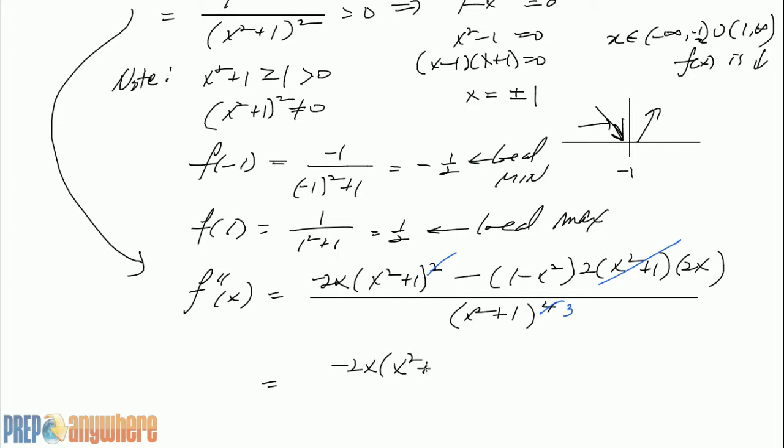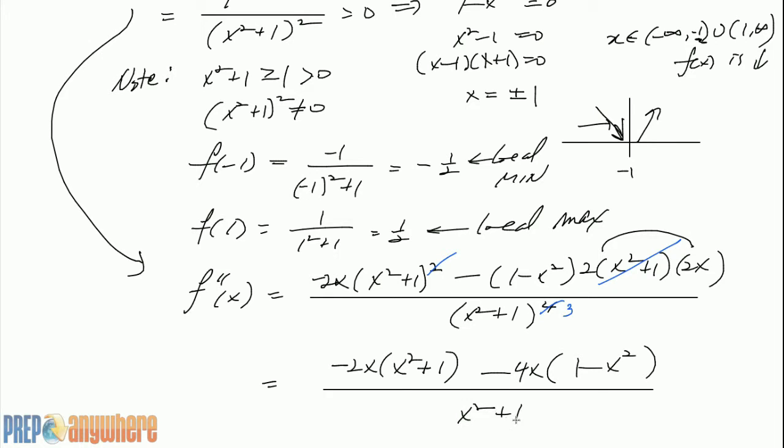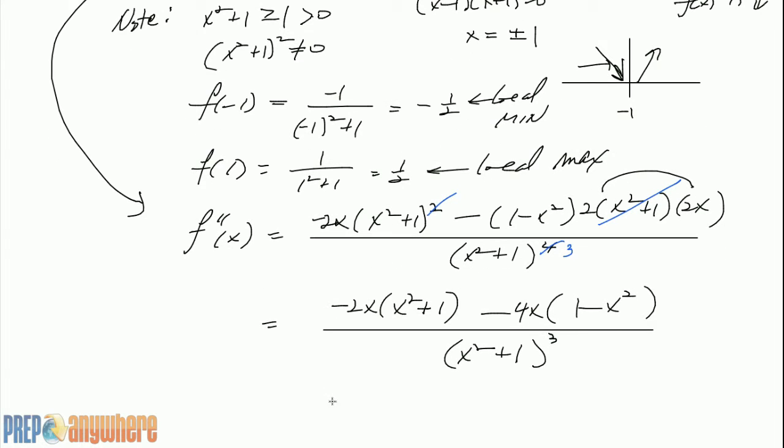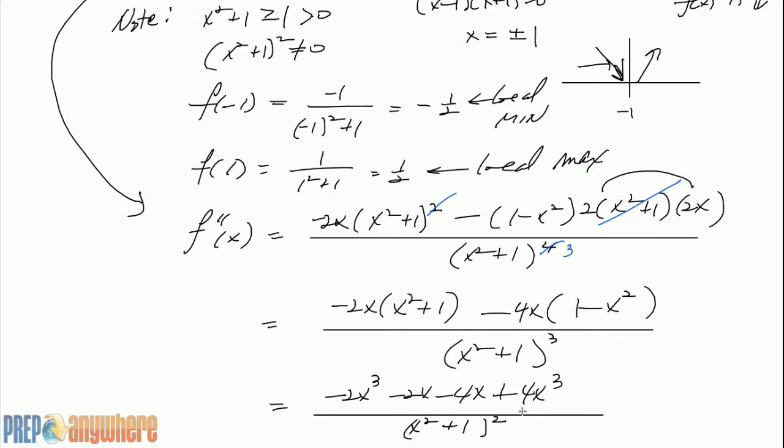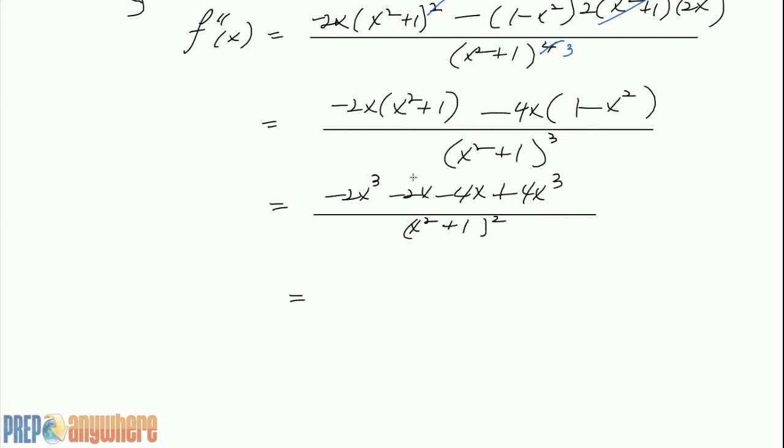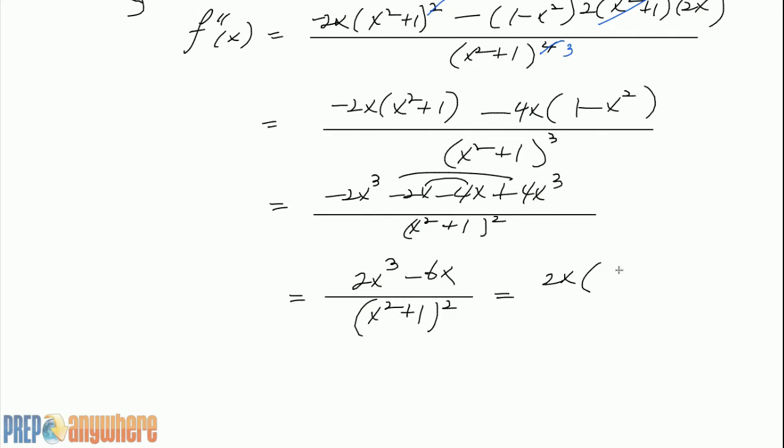So we have this. Multiply those two, you get 4x. So you get minus 2x cubed minus 2x minus 4x plus 4x cubed. Okay. So combine those two and you get 2x cubed. Combine these two, you get minus 6x. Factor out 2x from the top and you get x squared minus 3.